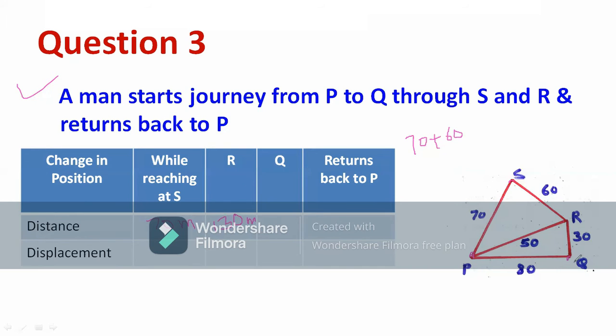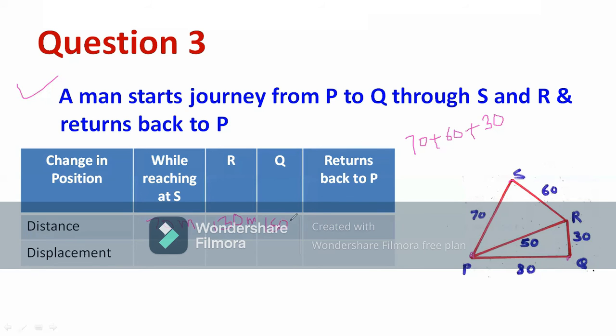When he reaches Q, what about the distance traveled? Then again, 70 plus 60 is already there. That means PS plus SR. Then towards Q, he is going to travel another 30 meters. Can you make the summation? Well, how much is it? You just count it. You don't need to use the calculator. You can do it from your mind only. So, 160, right?